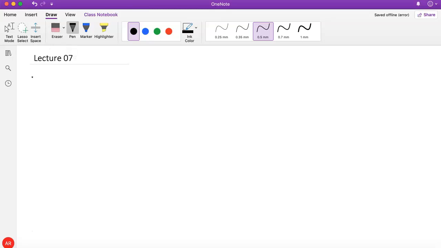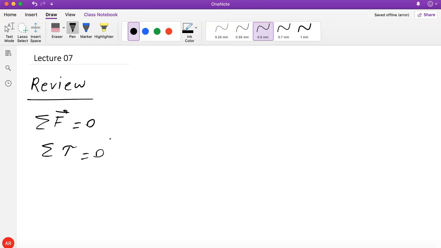So, a brief review of what we did last time. We just had these two main equations in static equilibrium.